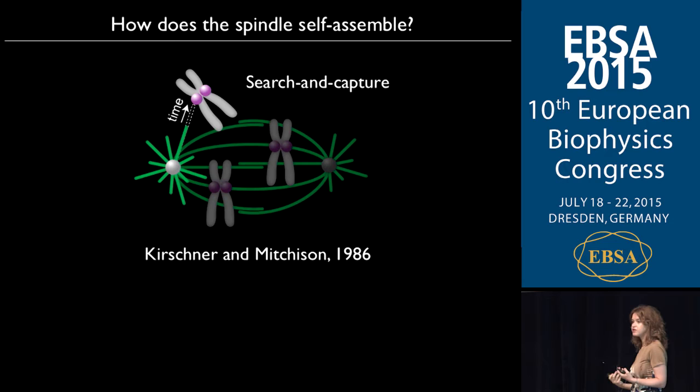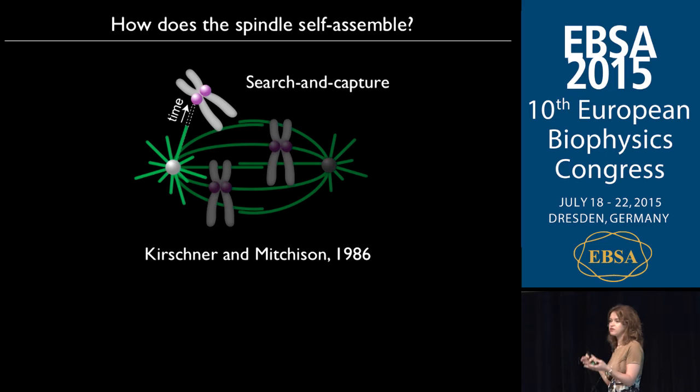And the pioneering idea in this field says that microtubules grow in random directions from the spindle pole. They grow and shrink and grow and shrink, and eventually one microtubule will grow in the right direction, and it will hit the kinetochore and bind to the kinetochore and then pull the chromosome and integrate it into the spindle. So this idea is based on the random growth of microtubules in random directions until microtubules find their target.